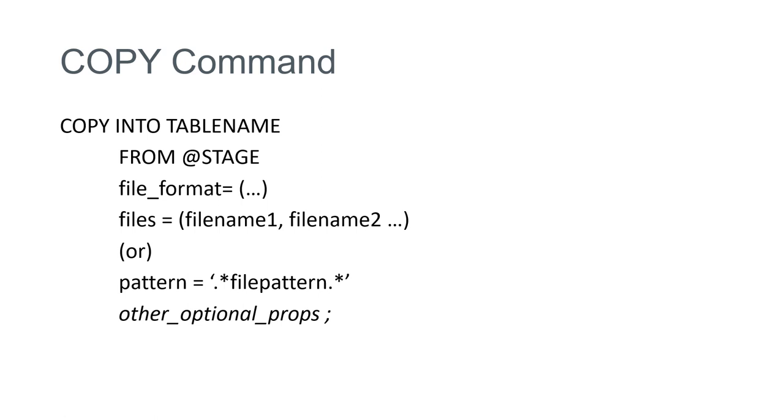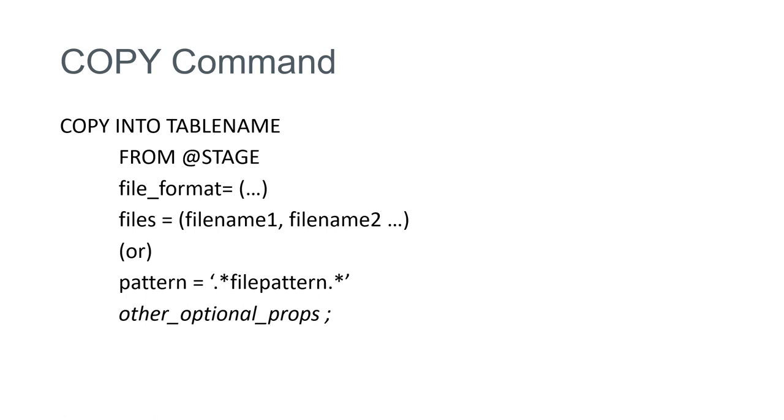Suppose I have customer 1, customer 2, customer 3, or customer underscore January, customer underscore February. I can simply put pattern equals dot star customer dot star. That means all the file names that contain the word customer will be processed and loaded into Snowflake. So we can use either files or the file pattern. There are also some other optional properties. We'll discuss these some other time, but this is the syntax of the copy command.